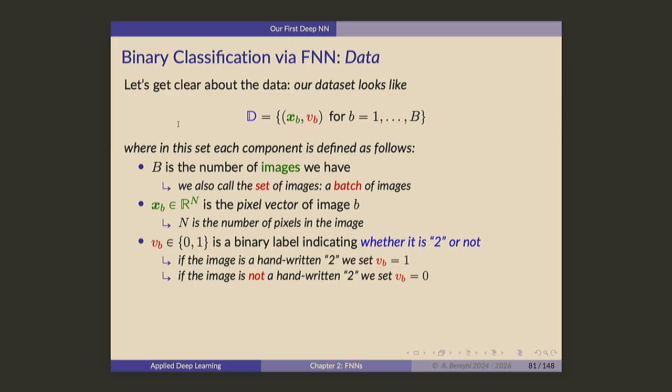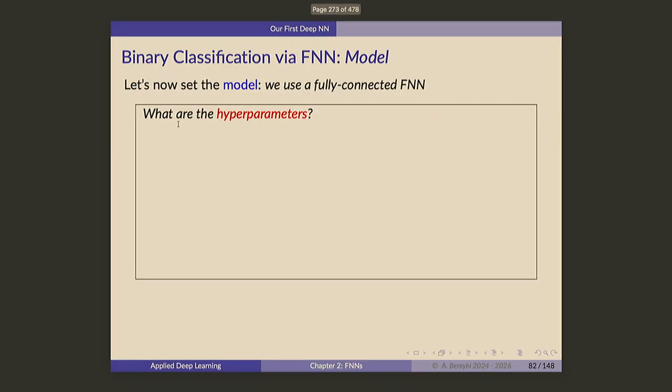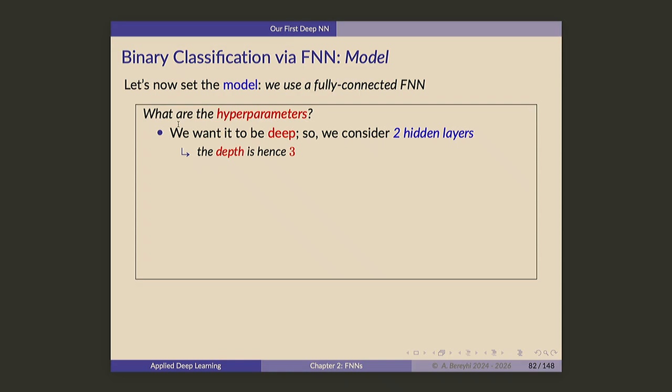Everybody's cool? So now what you want to do is train a neural network such that it is able to look at this image and tell you the right label, whether this is 2 or not. So you need to build one neural network, one MLP, and we need to specify hyperparameters first. Let's have this particular architecture with 2 hidden layers. If you have 2 hidden layers, then you have depth 3. This is definitely a deep neural network. It's not shallow, the depth is more than 2.